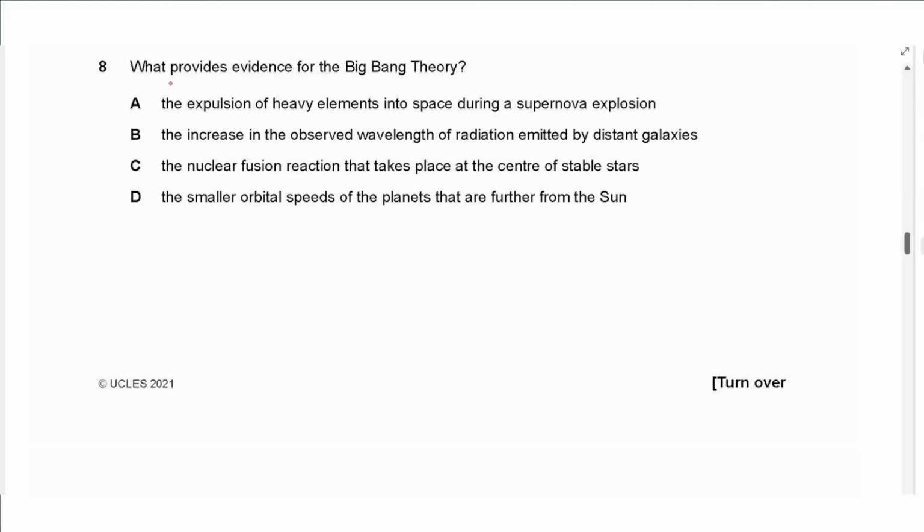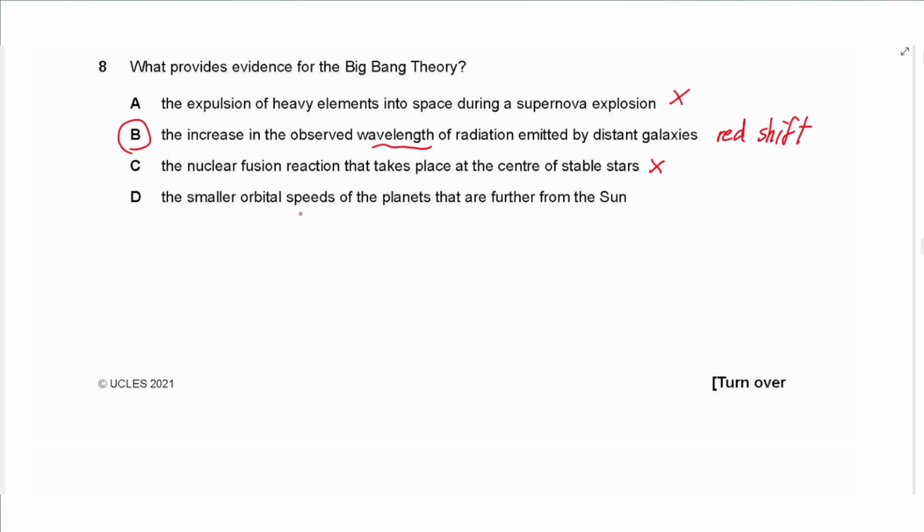The next question says, what provides evidence for the Big Bang theory? The expulsion of heavy elements into space during a supernova explosion? No. The increase in the observed wavelength of radiation emitted by distant galaxies? The increase in wavelength means a lower frequency. That is called red shift. So actually this is the answer. The nuclear fusion reaction that takes place at the center of a stable star is not evidence for the Big Bang theory.